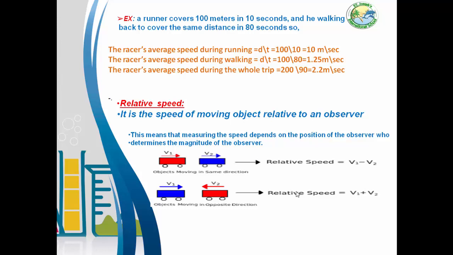The last question today: what is meant by the relative speed of a moving object to an observer? The relative speed of a moving object to an observer equals its real speed. If the relative speed equals its real speed, what is meant by this sentence? It means that the observer is at rest.